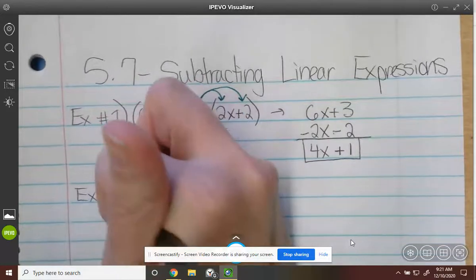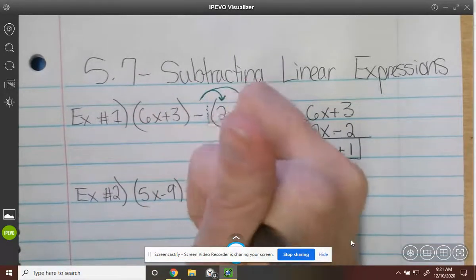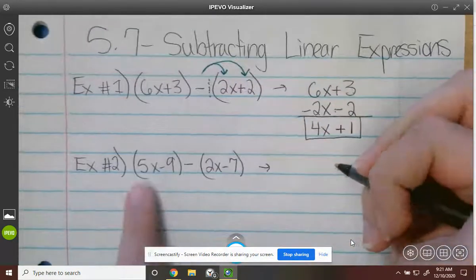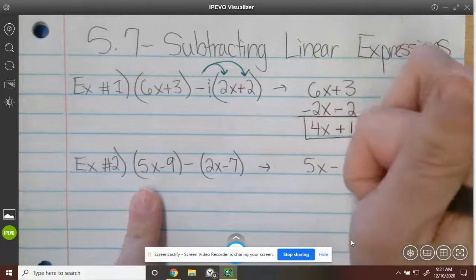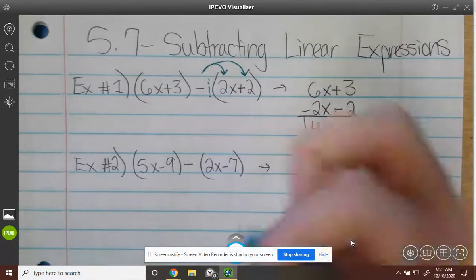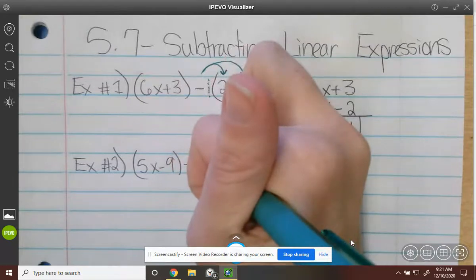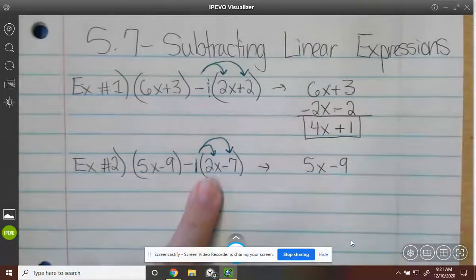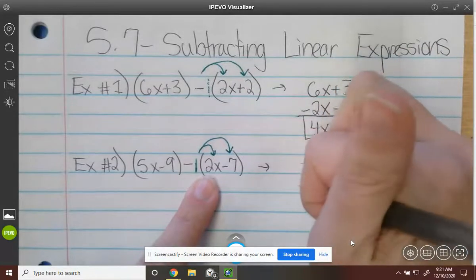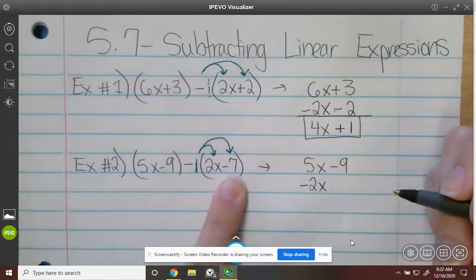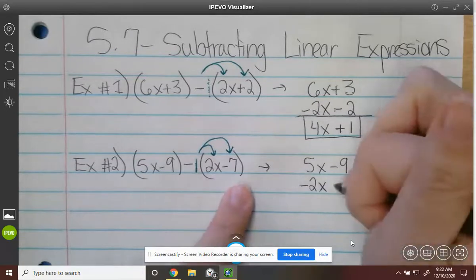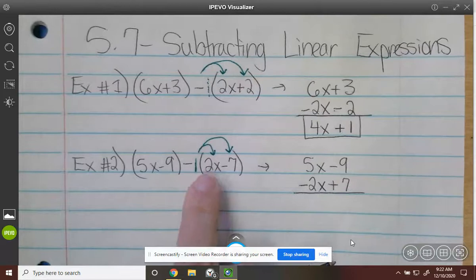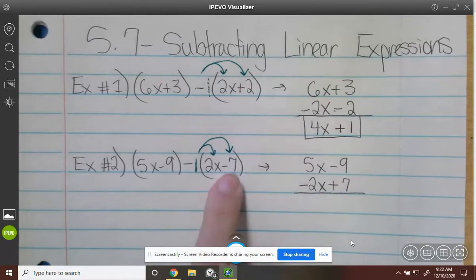5x minus 9 minus 2x minus 7. So I'm going to rewrite 5x minus 9 up top, and negative 1, I'm bringing that in. So that changes, this is a positive 2x, now it's going to be a negative 2x. This is a negative 7, we know a negative times a negative makes a positive 7. So see how my signs just changed? Went from positive to negative, negative to positive.